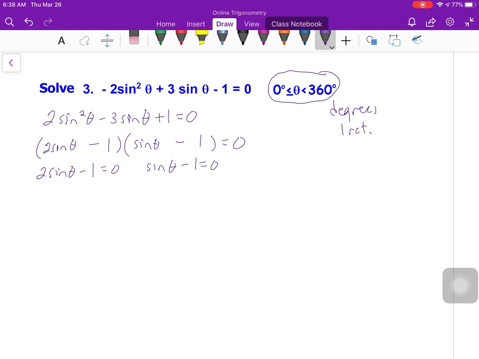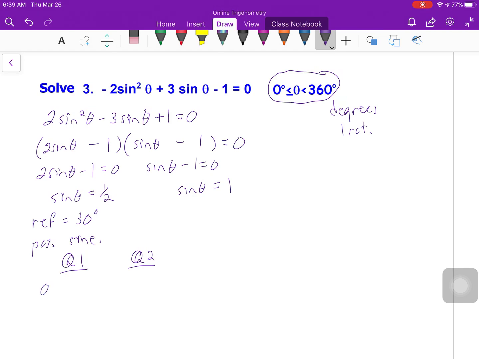To isolate the sine in the left one, I'll add 1 and divide by 2. Sine theta equals 1/2. In the second one, the right one, I'll just add 1. Sine theta equals 1. Sine theta equals 1/2. That one has a reference angle. We're in degrees. The reference angle in degrees, where the sine is equal to 1/2, is 30 degrees. We have a positive sine. Positive sine happens in quadrants 1 and 2.